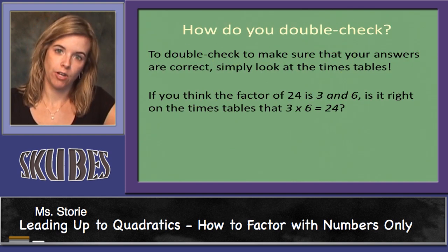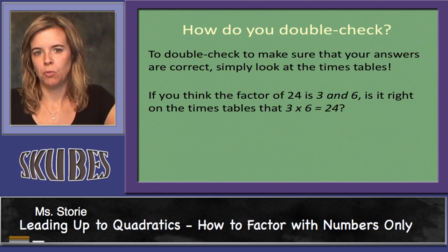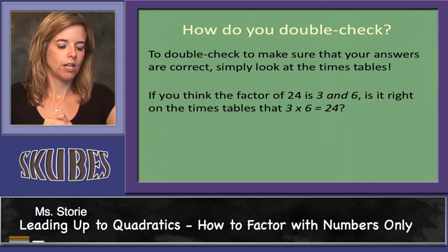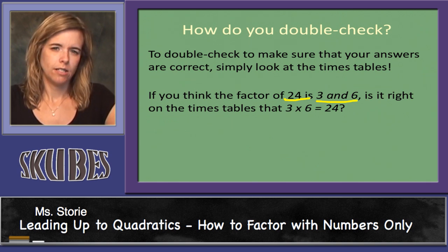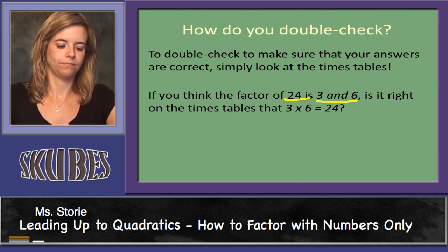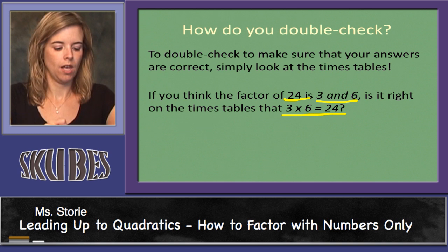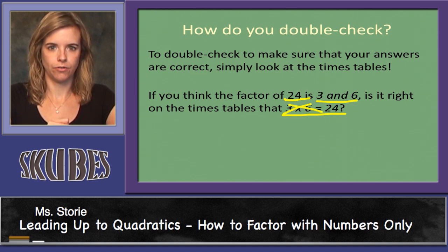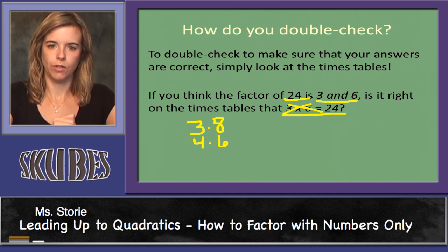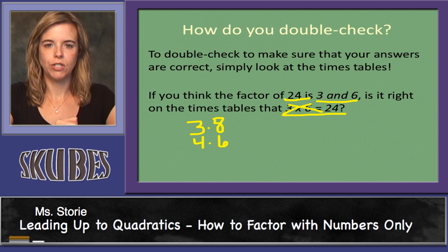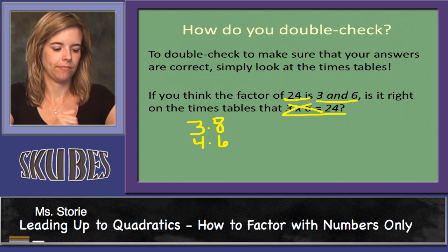So to double check to make sure that your answers are correct, you simply multiply them. Look at your times tables. So if you think the factors of 24 are 3 and 6, is that right? Is 3 times 6 24? No. So 3 times 6 is not a factor of 24. However, if you write 3 times 8 or 4 times 6, those would get you up to 24. It's a simple recheck on the multiplication table.